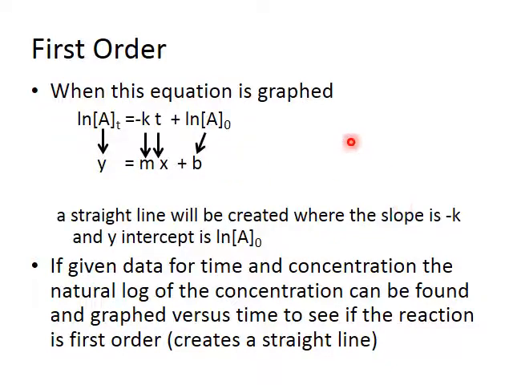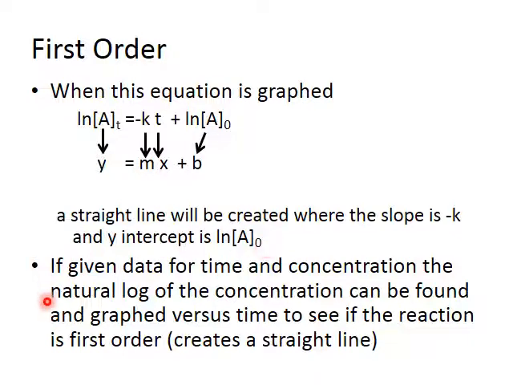Again, it will be a negative slope on our line, so we can find that slope, change it to a positive value, and we'll have our rate constant. We also have our y-intercept, which is the natural log of A at time 0. So we have the natural log of our initial concentration is our y-intercept.